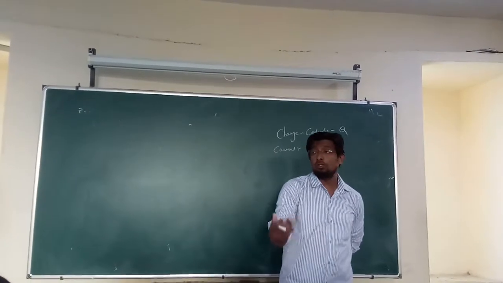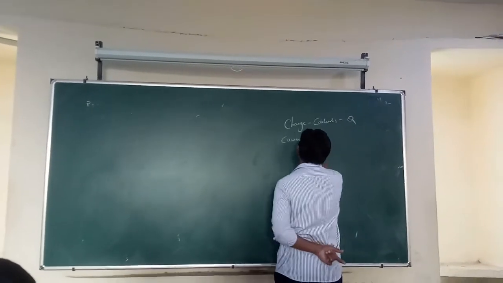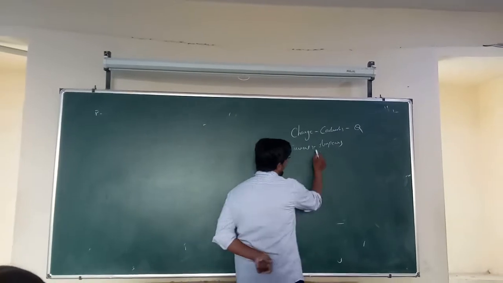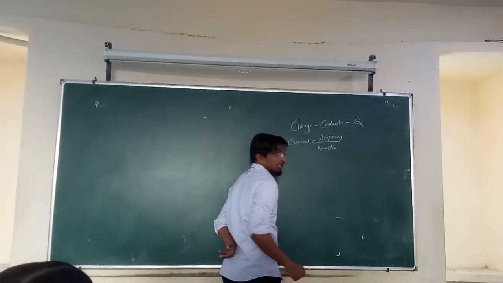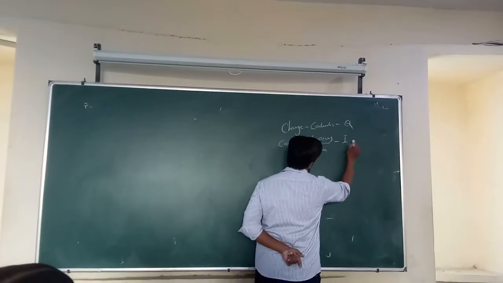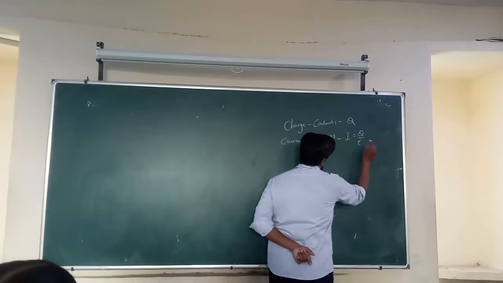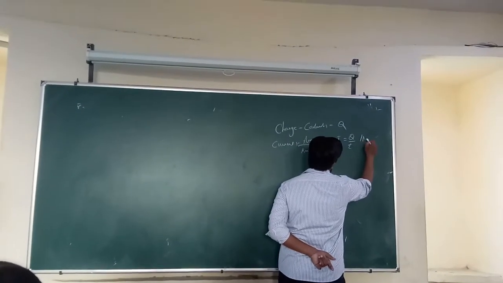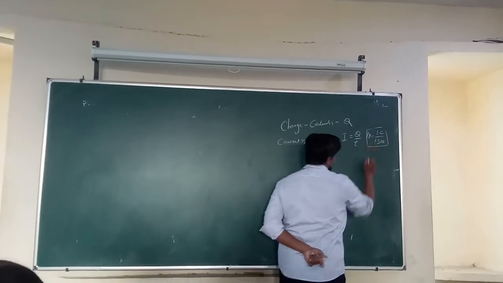Movement of electrons, movement of charge is generally current, and it's measured in amperes, right? Instrument used for it is the ammeter, and we designate it by I. So I, the formula is Q by T. If I ask you how much is 1 ampere, you will say 1 ampere is 1 coulomb per 1 second.